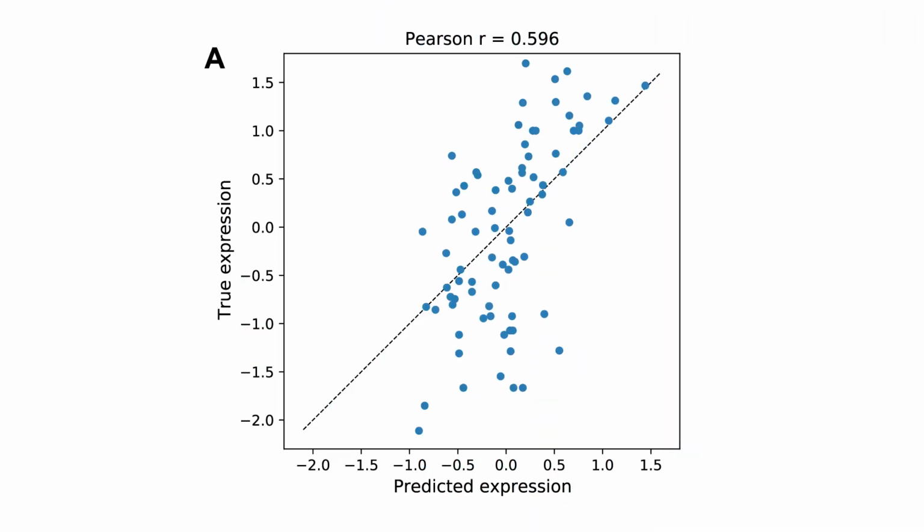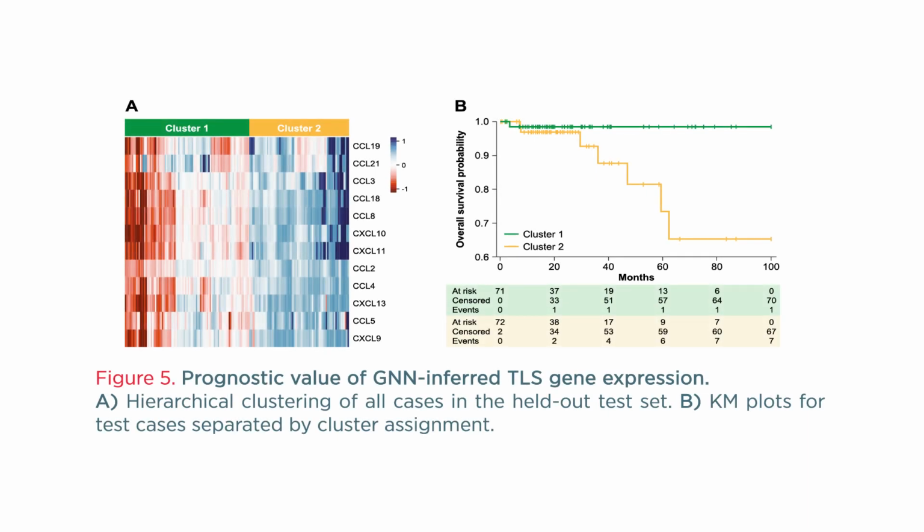In general, GNN models predict gene expression with pretty good accuracy. For most of the 12 genes, it achieved a Pearson correlation of above 0.5. This tells us that the spatial information used by the GNN models is important to predict gene expression. We showed that we can accurately predict these 12 genes of the TLS signature. What's more important is that when we stratify patients based on our predicted TLS gene signature, we found a significant difference in patient outcome.